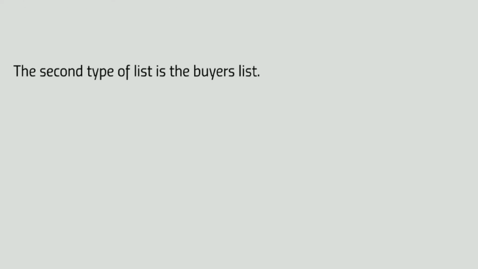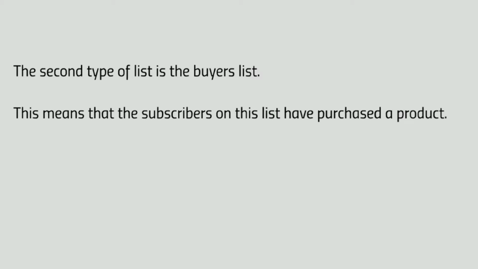So instead of having a list of, let's say, 100 buyers, you have to have a list of 1,000 or a couple thousand. Now, the second type of list is a buyer's list. This means that the subscribers on the list have actually purchased a product. So say, for example, somebody lands on your sales page. You're selling them something like a $7 or $17 item or whatever price point it is. They buy it and are added to your list. So that is basically a buyer's list.